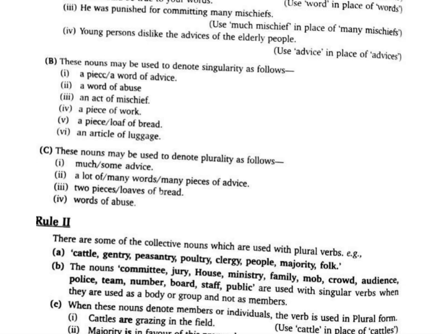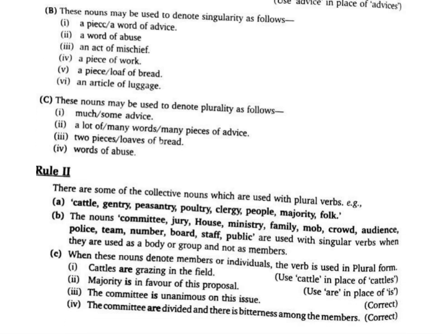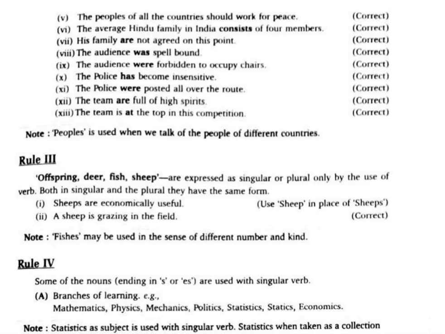Okay. The committee is unanimous. So this example you can just have a look at. The people of all the countries should work for peace. The average Hindu family in India consists of four members. The police have become insensitive. The audience were forbidden. The audience was spellbound. So you can just look at how it can be done.